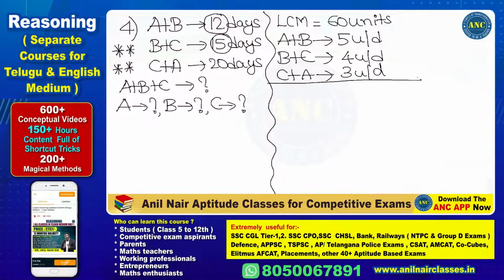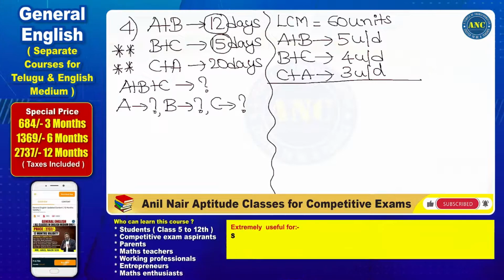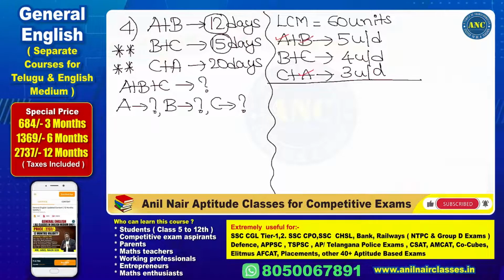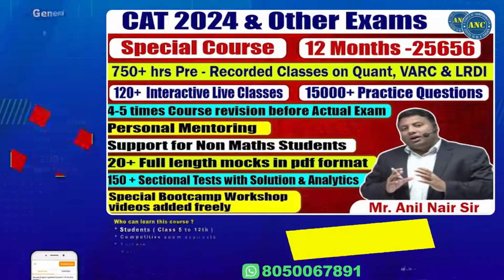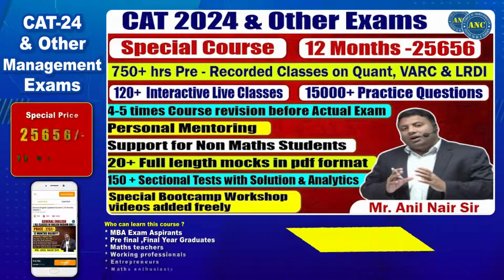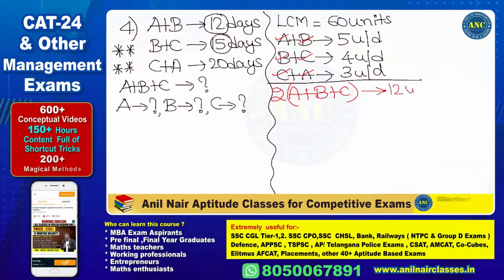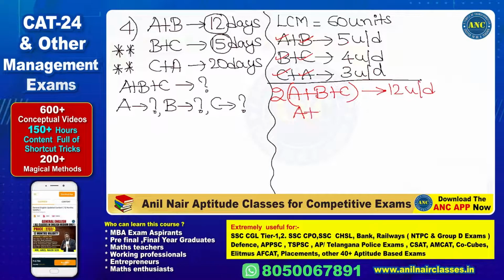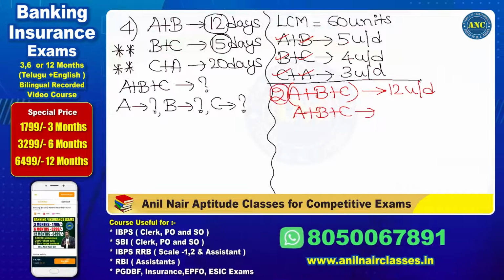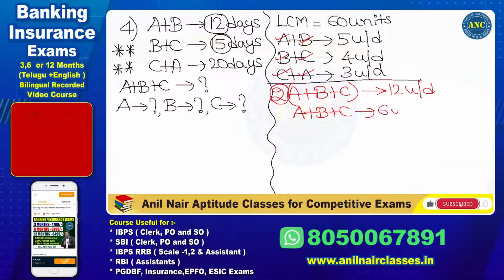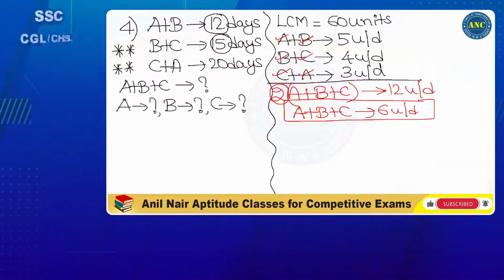Now, let me add on both sides. If I add it on both sides, it becomes A plus A, B plus B, C plus C. It is 2A plus 2B plus 2C. If I take 2 as a common factor, 2 into (A plus B plus C). Right hand side is 5 plus 4, 9, 9 plus 3, 12. It is 12 units per day. So A plus B plus C will be equal to 12 divided by 2, which is 6 units per day. I hope everyone is supremely clear till this point without any doubts.